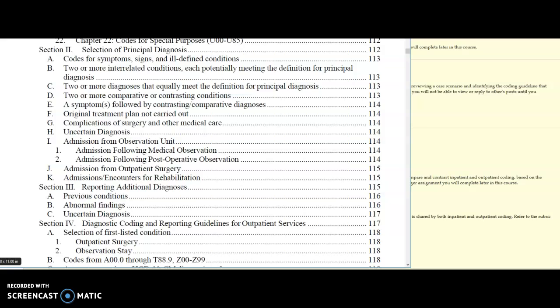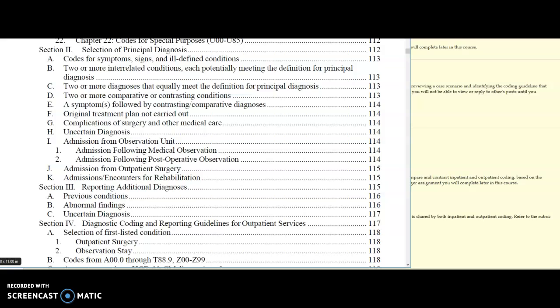Just a little hint, suspected conditions are those that are not confirmed conditions. Pay special attention to how the coding rule is in the outpatient setting versus the inpatient setting on suspected, probable, anything that's not confirming a diagnosis. So your uncertain diagnosis. There are two different guidelines for inpatient and outpatient, so you're going to want to make sure that you look at that as a hint.